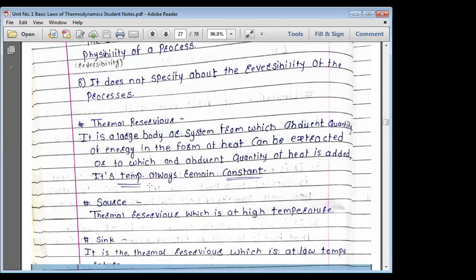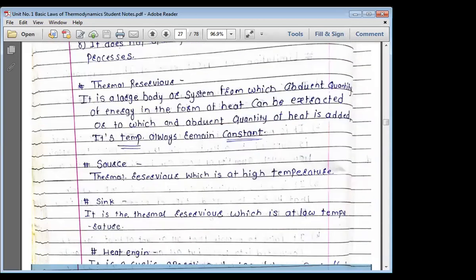Now next is what? Source. Very simple, only a one-line definition. Source is a thermal reservoir which is at high temperature. Okay, and sink is a thermal reservoir which is at low temperature. Everybody understand? Please write the definitions now in short form.